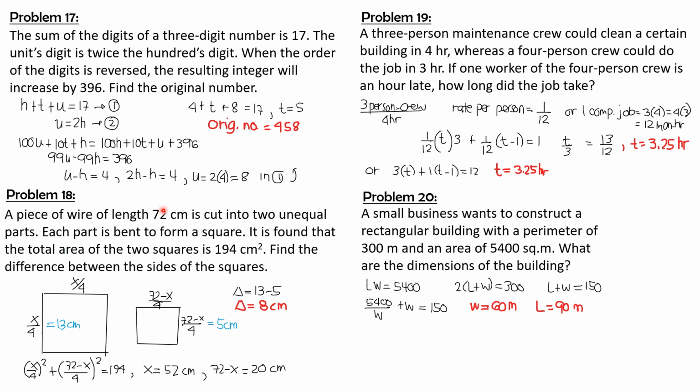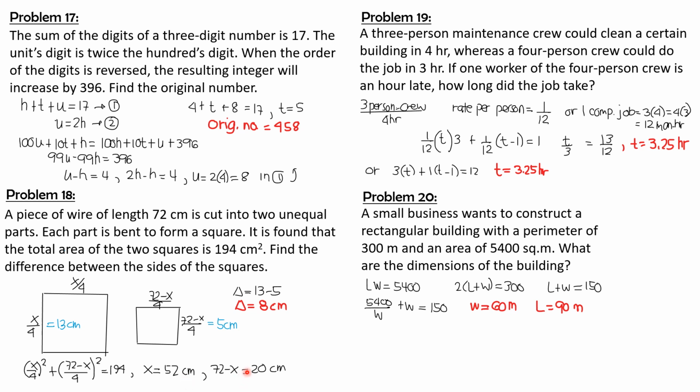Since each part is bent to form a square, the side of the bigger square would be x divided by 4, so x over 4. The side of the shorter square is 72 minus x over 4. We then add the areas and equate it to 194. Area of the bigger part, x over 4 squared, plus area of the smaller part, 72 minus x over 4 quantity squared, equals 194. Using your calculator, solving for x should be 52. The other value is 20, but be careful because x should be the longer, so 52.